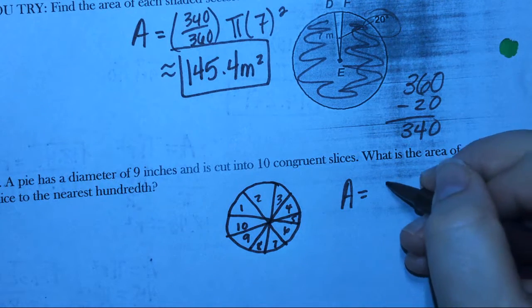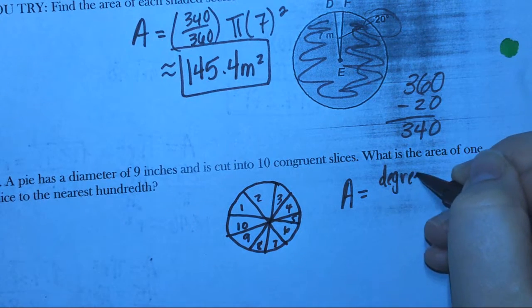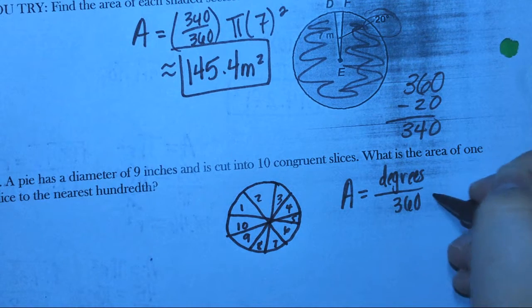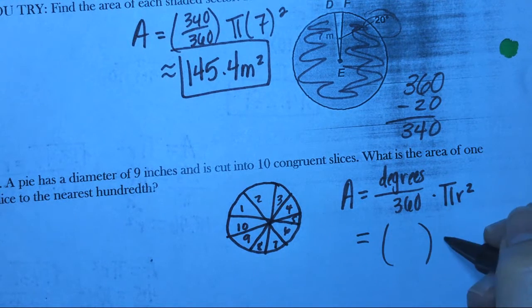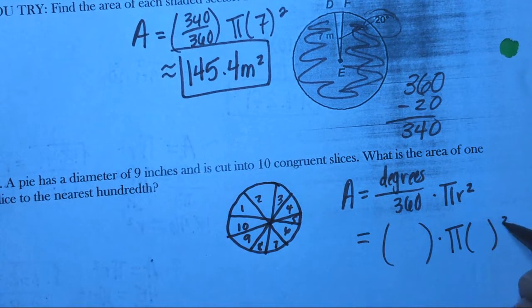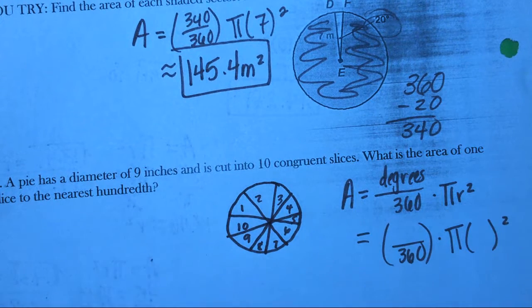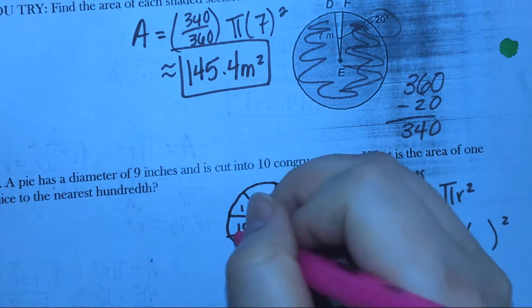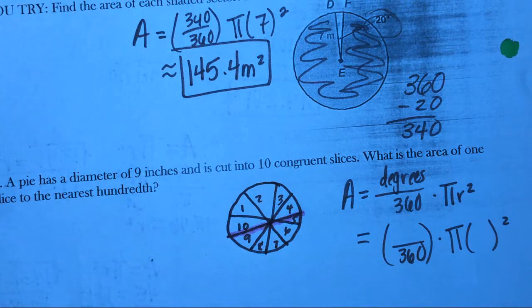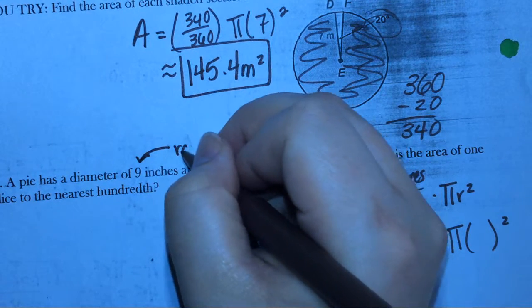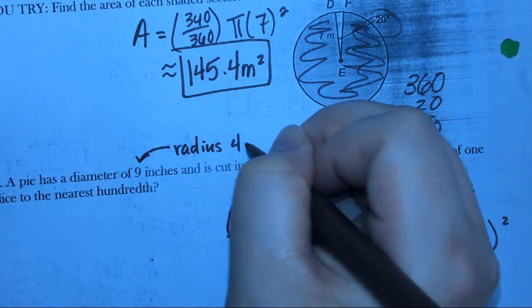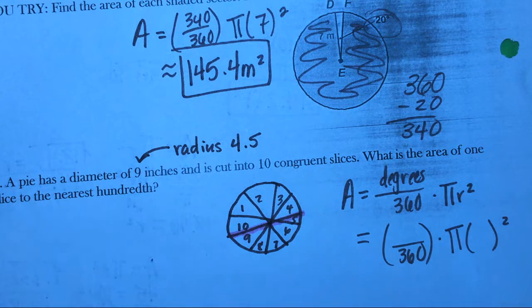And I like to write my formula. So degrees divided by 360 times pi r squared. So I've got to figure out my radius, and I've also got to figure out my degrees. Does anyone know what the radius would be? 4.5. Yes, okay, because they told you the diameter is 9. The radius is half of that, so that means the radius is 4.5. Is there anyone who doesn't understand where we got the radius from?